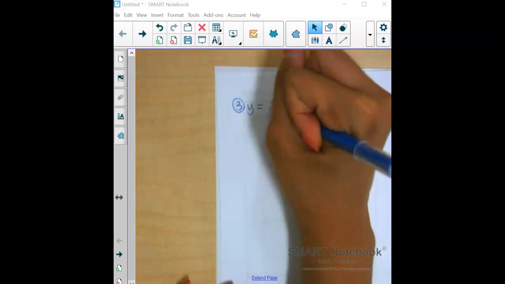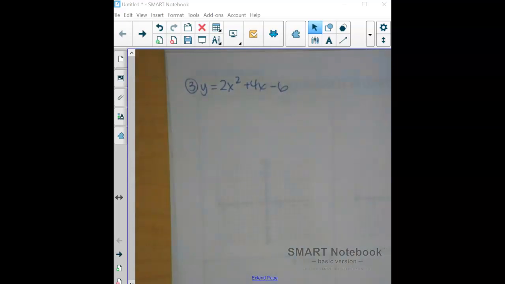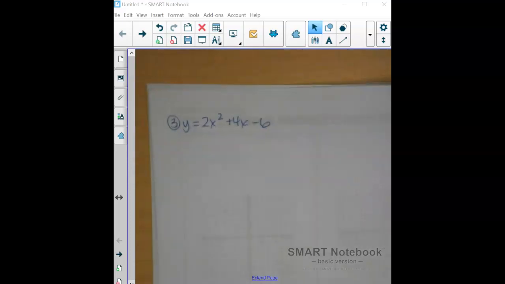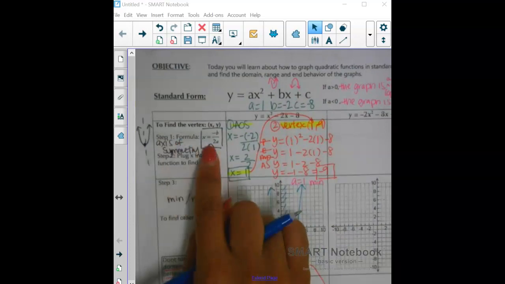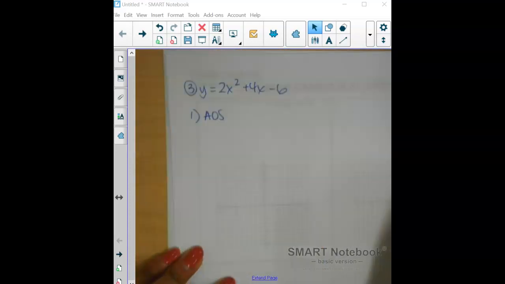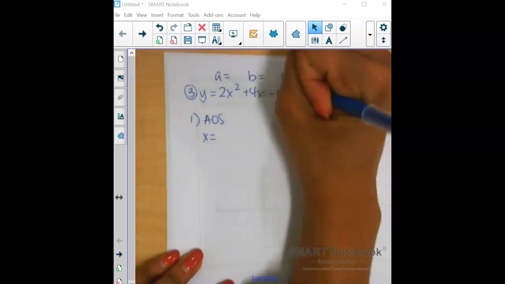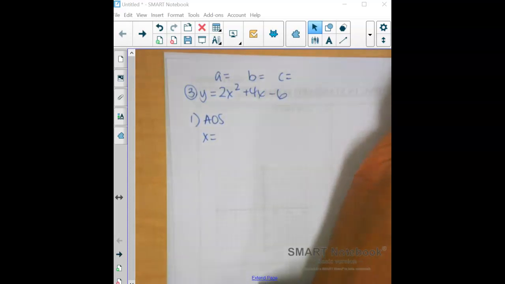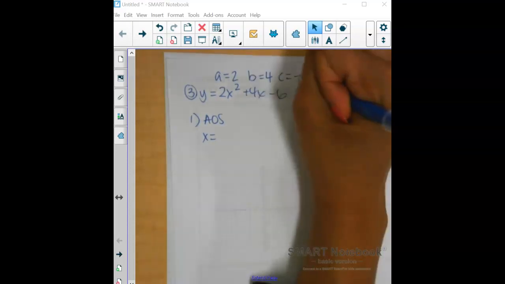So y is going to equal 2x squared plus 4x minus 6. I know you're looking at this like, oh, Ms. Tapia, I could factor out a 2. Okay, cool, but don't factor out the 2 just yet. I'm going to follow the steps literally from the first page, and I see some of you guys flipping back and forth, which is awesome. We're going to look at step 1 first, which is using the axis of symmetry formula. So over here, step 1, AOS for axis of symmetry. In order to find that axis of symmetry, I need to label the A, the B, and the C. A is going to be positive 2, B is 4, C is negative 6.